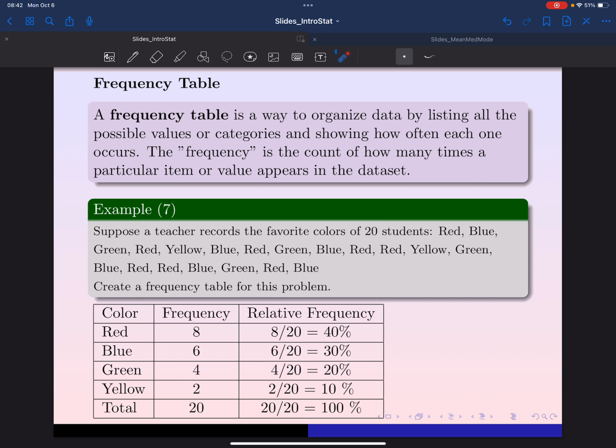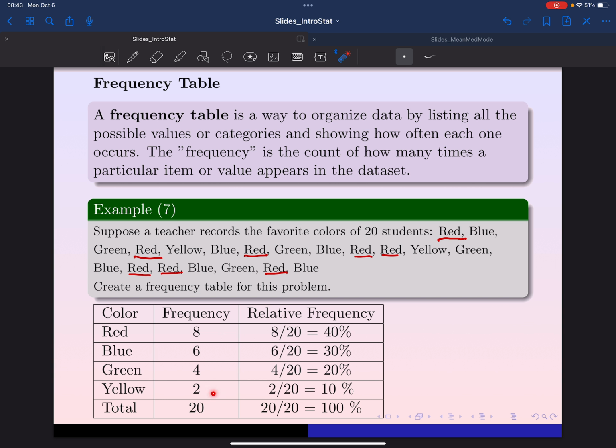So for example, red: we have red right here, red here, and more reds. And then if we count, we have 1, 2, 3, 4, 5, 6, 7, 8. So we record the frequency as 8. We would do the same with blue, count how many times blue shows up, and 6 of them show up, and so on.